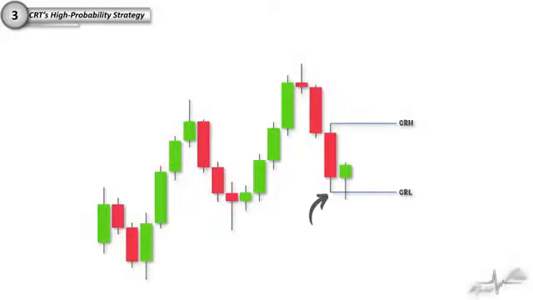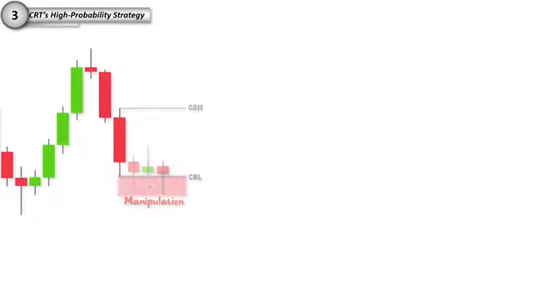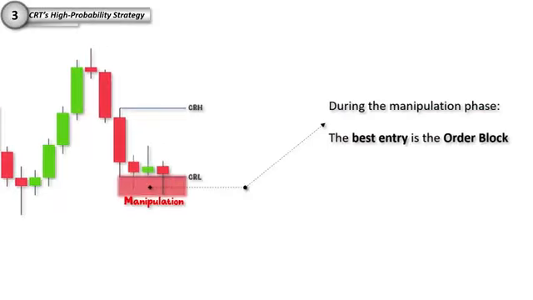For example, this is a manipulation candle and a valid setup for CRT. But the problem is, if we open a trade after this candle closes, then our stop loss will be like this, and our profit will be like this. Now imagine this trade goes wrong. During the manipulation phase, the best entry is the order block, because when the market maker creates a manipulation, their moves will print at least a high-quality order block there, and that's where we want to enter.